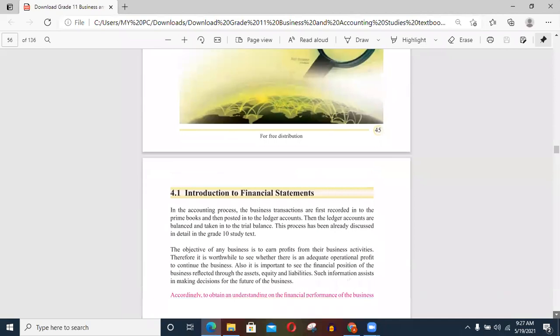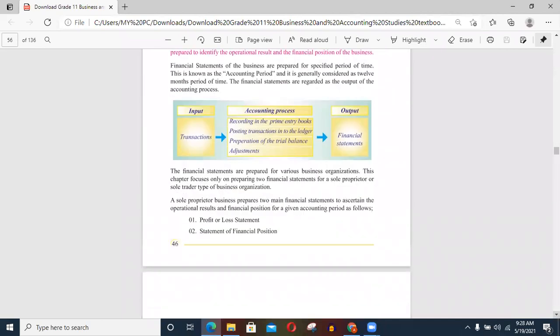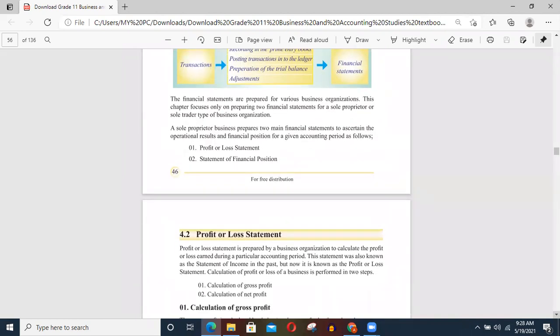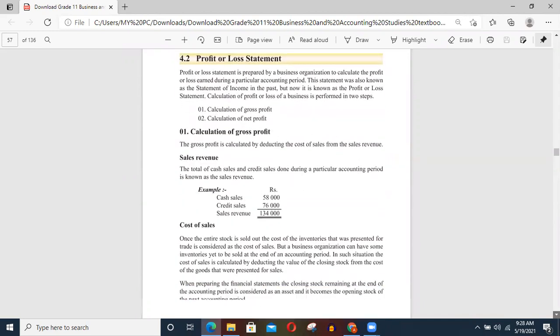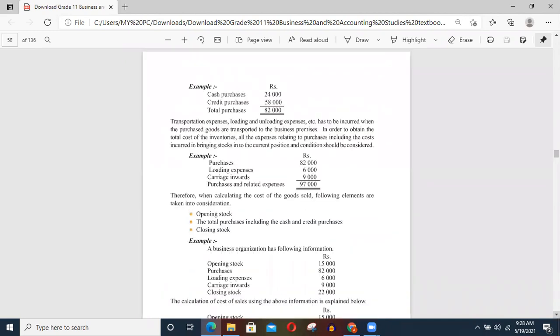So we did the introduction part and we learned what the two main financial statements are, which are the profit or loss statement and the statement of financial position, right? And we decided to start off with the profit or loss statement, and it has two steps. One is the calculation of gross profit, the other is the calculation of net profit, right? So we are done with the first part, and today we have to learn about the calculation of net profit. Okay, so let's see how to do that.